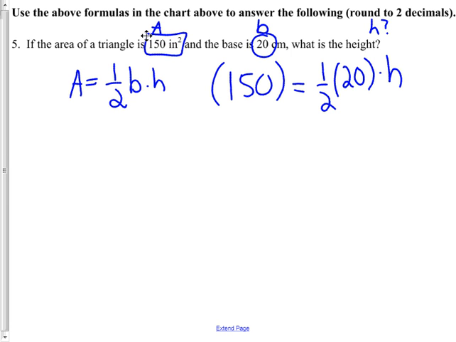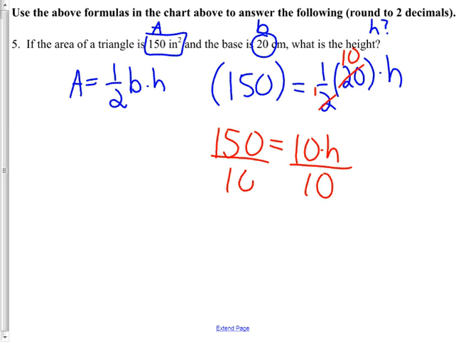So we're going to simplify on this side. Half of 20 is 10. And so now we have 150 equals 10h. Since we're multiplying, we're going to divide by 10 on both sides, away from the variable. And 150 divided by 10, we're going to wipe out the 0 at the end. And we end with h equals 15. Now it is a word problem, so we need a label. The label here is centimeters.